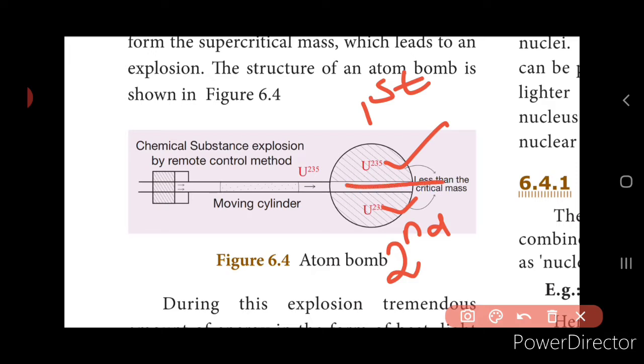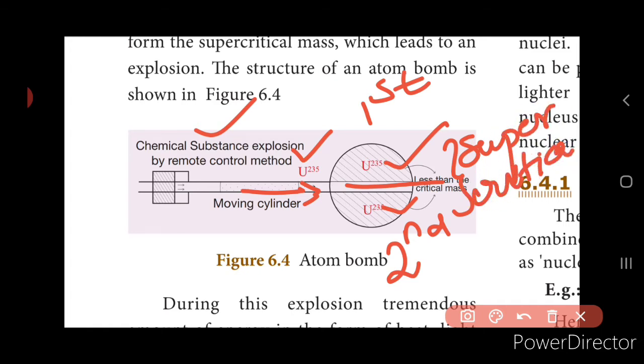Now when the bomb has to be exploded, what will happen? This cylinder is injected by another piece, that is uranium-235, into the void, that is the space, using chemical explosives, by the remote control method. Once these two pieces are joined together, what will happen? These masses will become a supercritical mass, right?